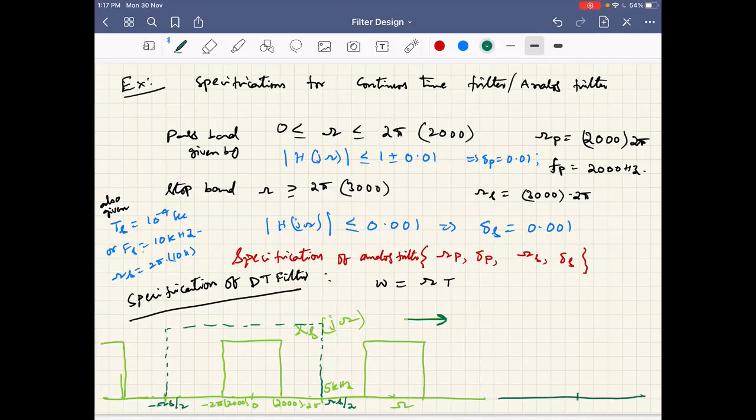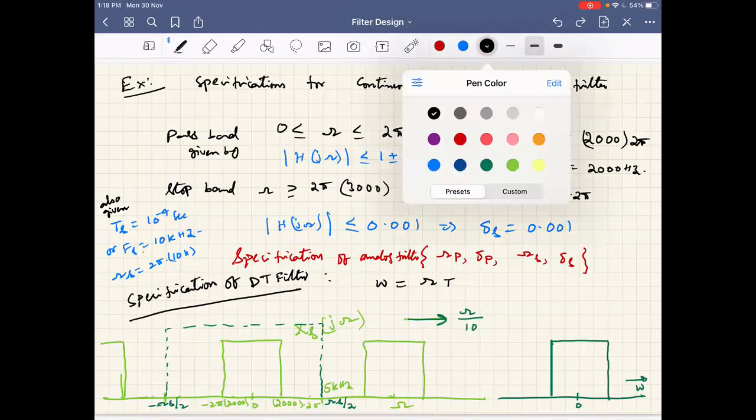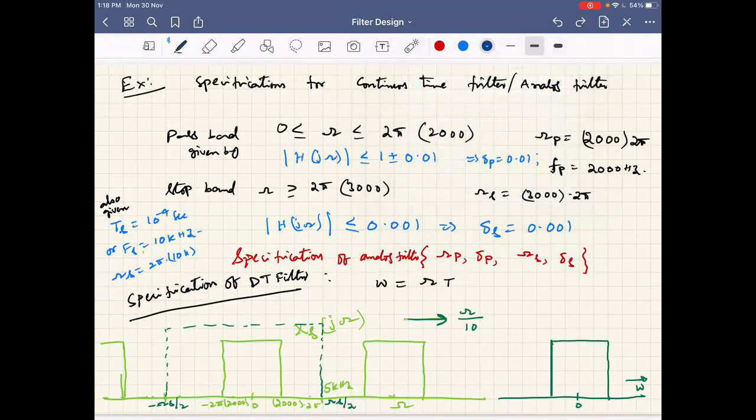So 0. Now this axis is the small omega axis, please note that, and this is equal to capital omega into T, that is, capital omega into 10 power minus 4. Hence this becomes 4 pi by 10. Let me sketch with some thick color. This is 4 pi by 10, and this is minus 4 pi by 10.